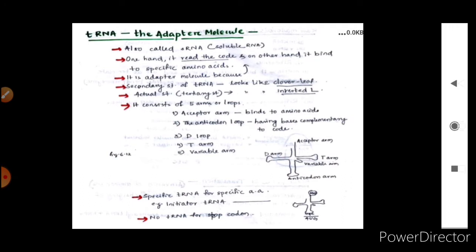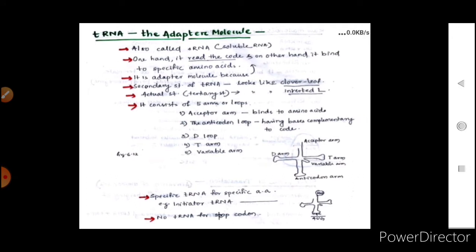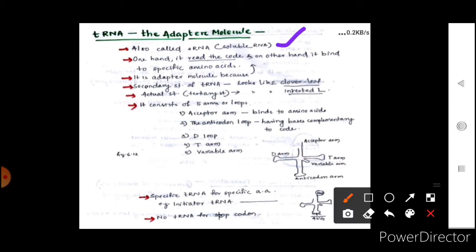The tRNA, then called sRNA, soluble RNA, was known before the genetic code was postulated. However, its role as an adapter molecule was assigned much later. Okay, so the tRNA is also called the sRNA or the soluble RNA. On one hand it can read the code and on the other hand it can bind to a specific amino acid. So it is called an adapter molecule.